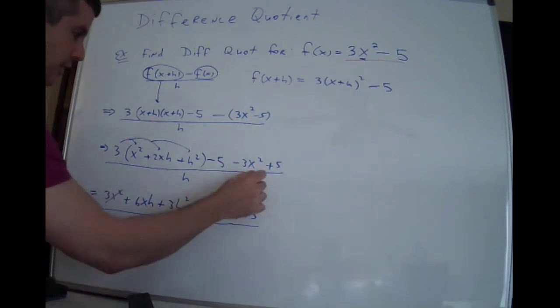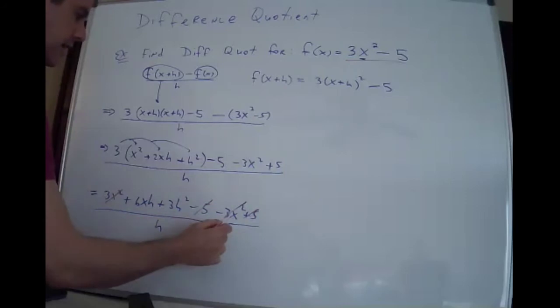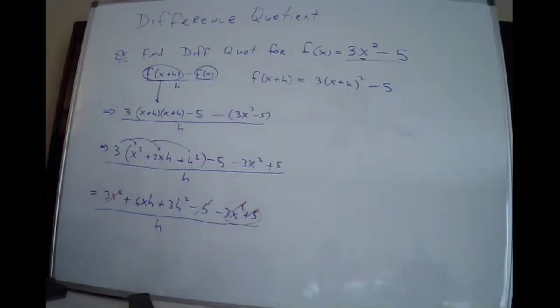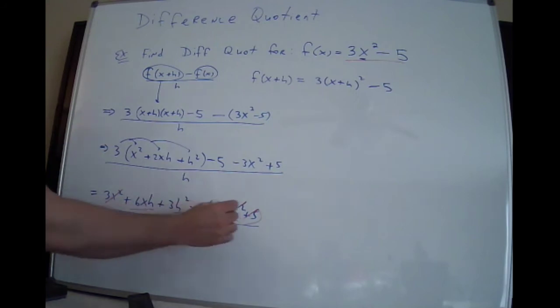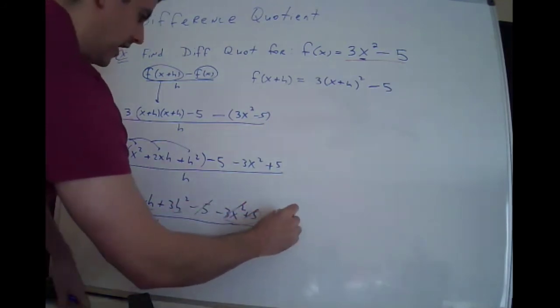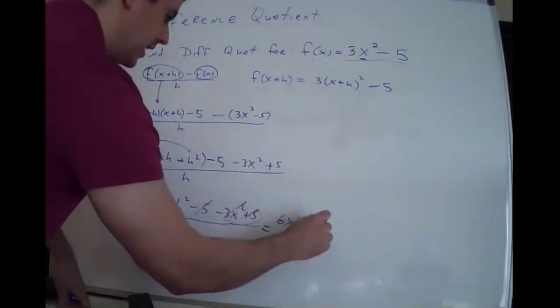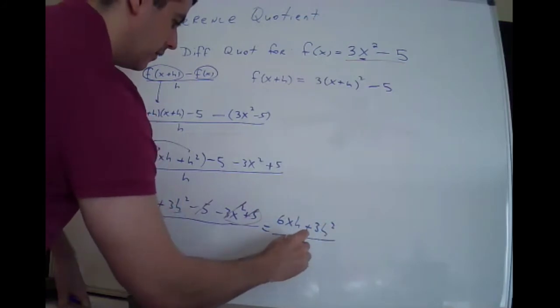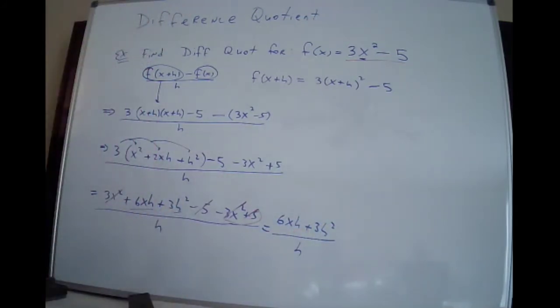This thing will always get crossed out completely. The f of x always gets wiped out totally. And what you're left with is terms with h's. Everybody that's left over has an h in them. So you're left with 6xh plus 3h squared over h. Sorry for the sloppiness. Hopefully I'll be able to fit this to the bottom.